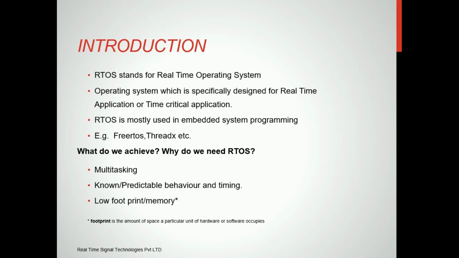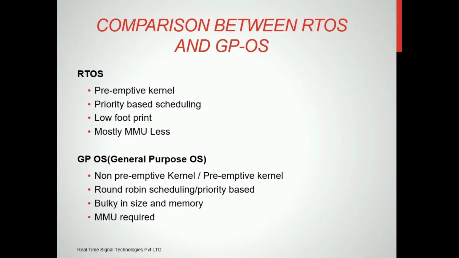Some of the most widely used RTOS are QNX, RTLinux, VxWorks, FreeRTOS, ThreadX, etc. The reason RTOS is preferred as an embedded system OS is that with it we can do multitasking. It has predictable behavior and also has a very small memory footprint, meaning it takes very little space in memory. Compare a few aspects of RTOS and GPOS.